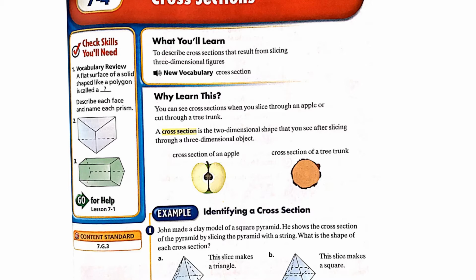A cross section, one of our vocabulary words, is the two-dimensional shape that you see after slicing through a three-dimensional object. Cross section of an apple, cross section of a tree. You can see the tree really was more cylinder shaped, right? And then when you slice it, what shape is it? A circle.